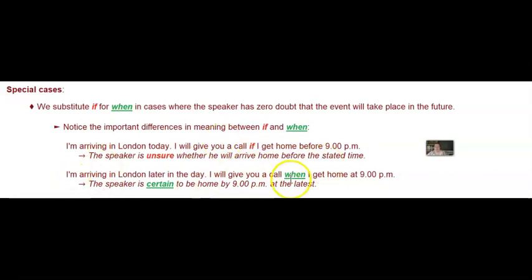Now, when we use when, there is a high degree of certainty involved here. So I'm arriving in London later in the day. I will give you a call when I get home at 9 p.m. Now, in this particular case, the speaker is absolutely certain that he will be home by 9 p.m. at the latest, if not sooner.